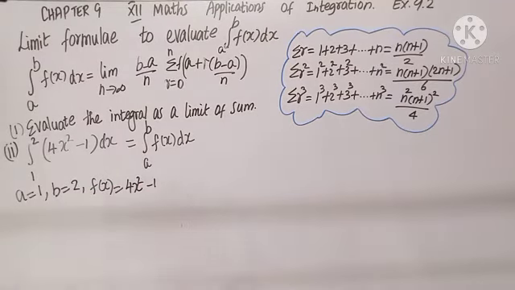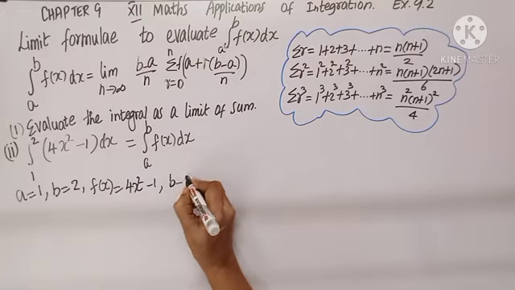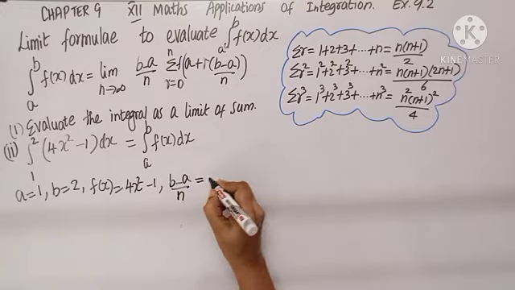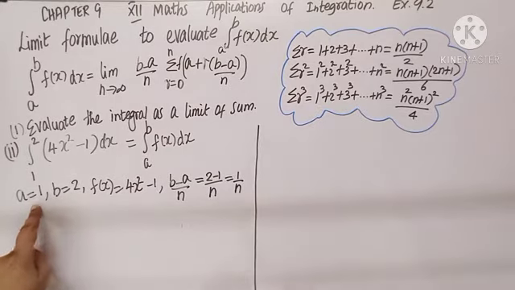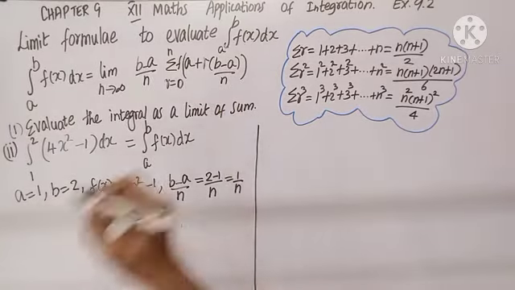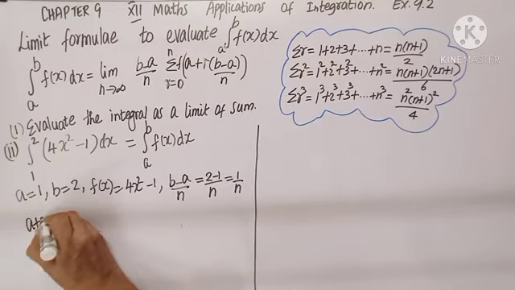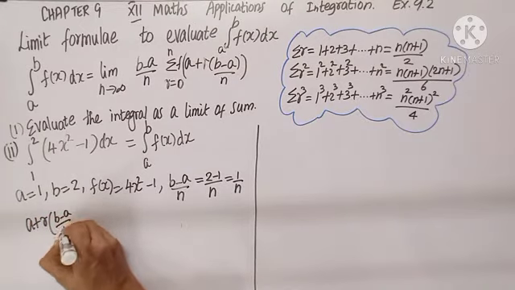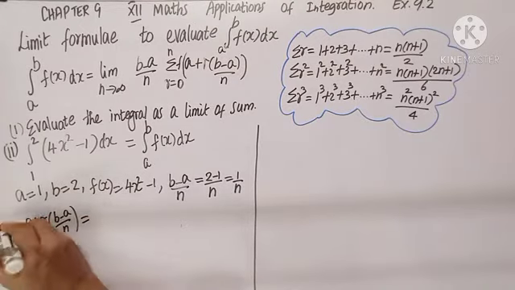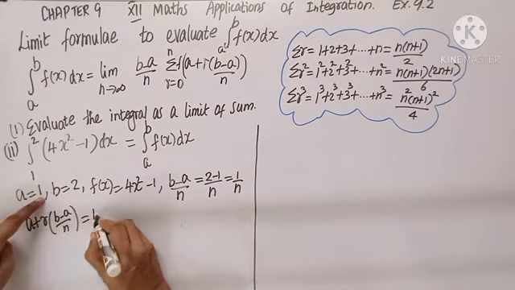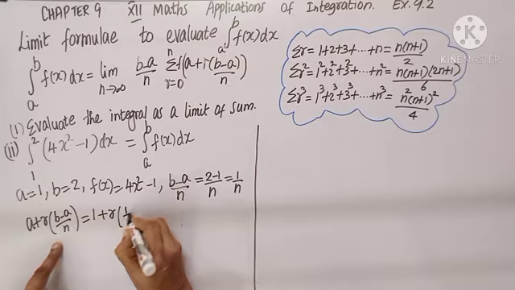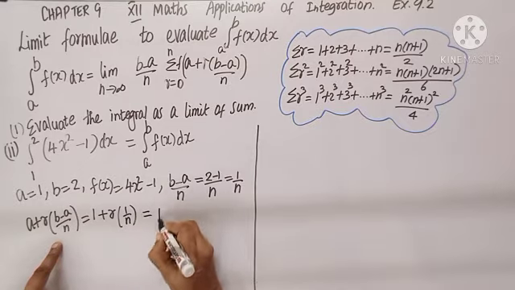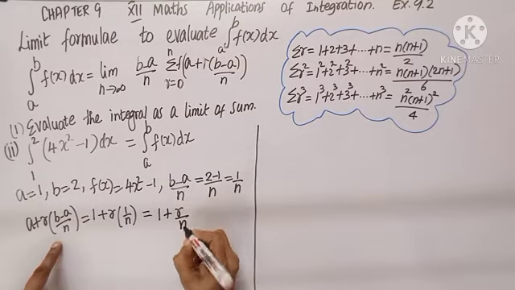Let us find out what b minus a by n is. 2 minus 1 by n, that is 1 by n. As we try to find a plus r times b minus a by n, the a value is 1, and r into b minus a by n is r by n, so we get 1 plus r by n.